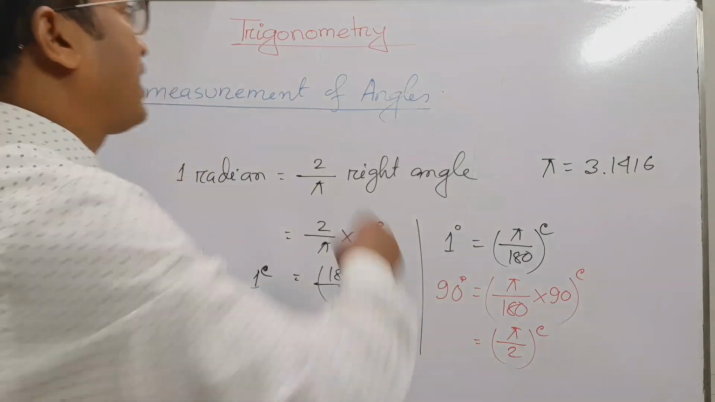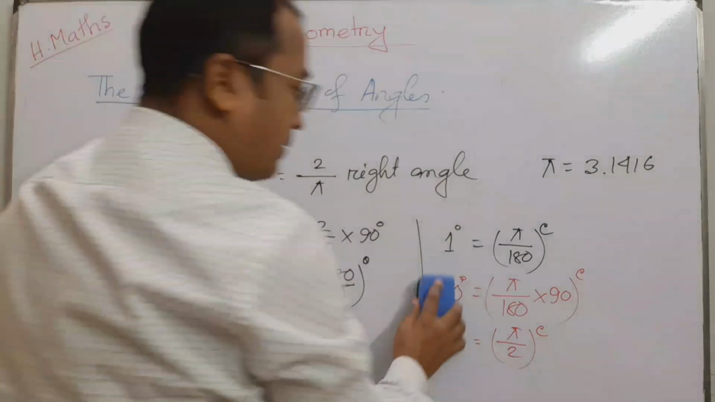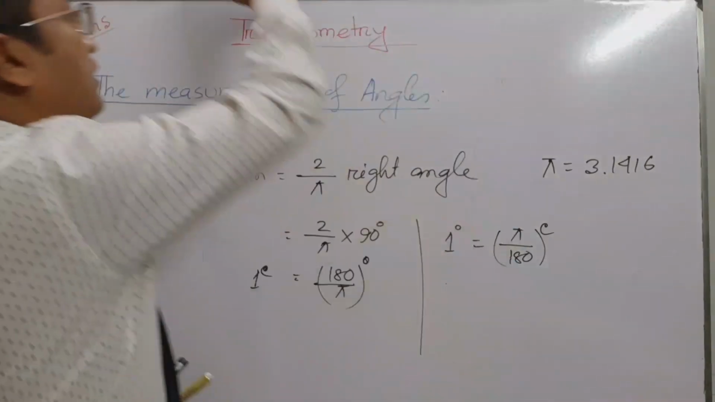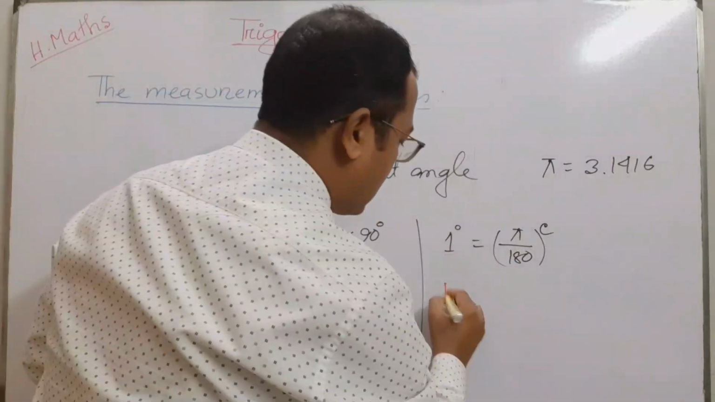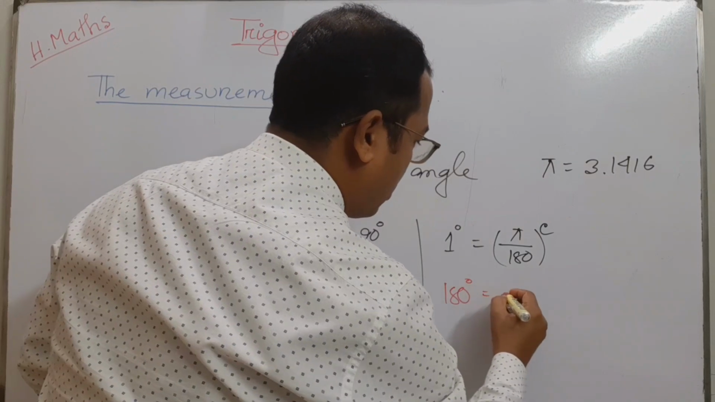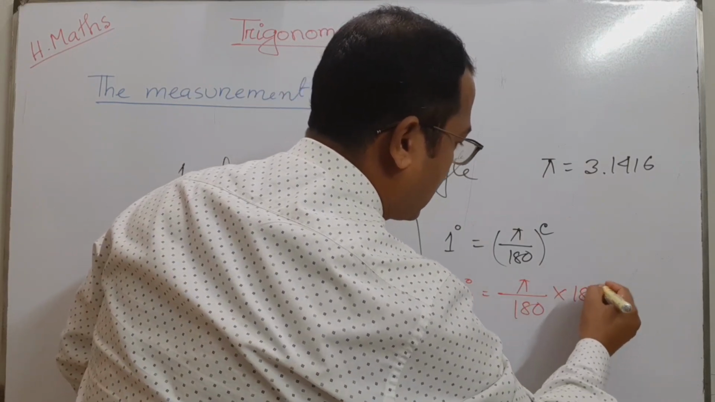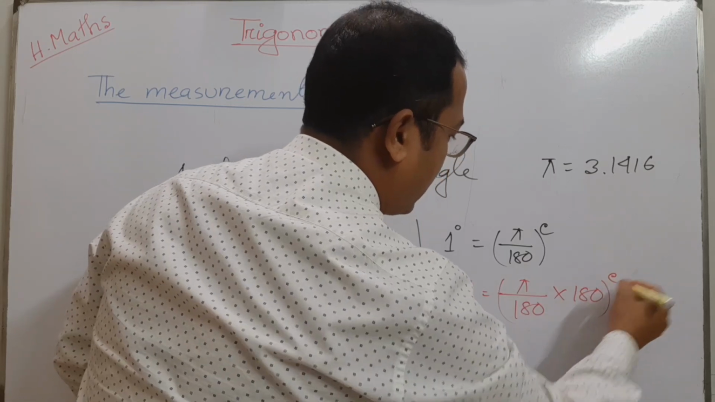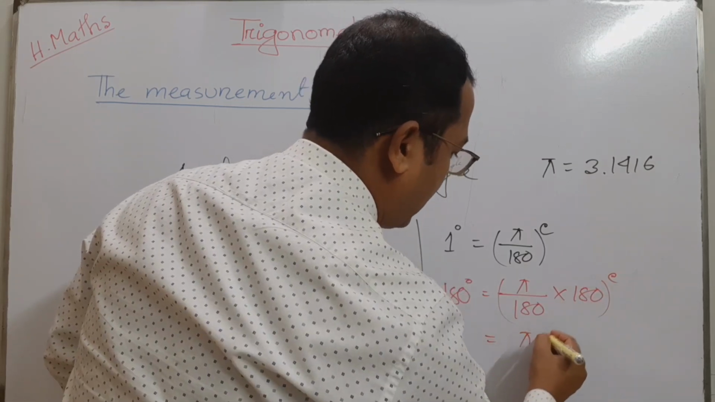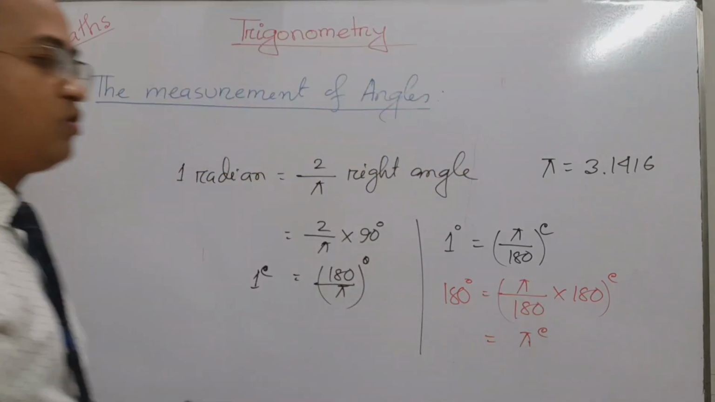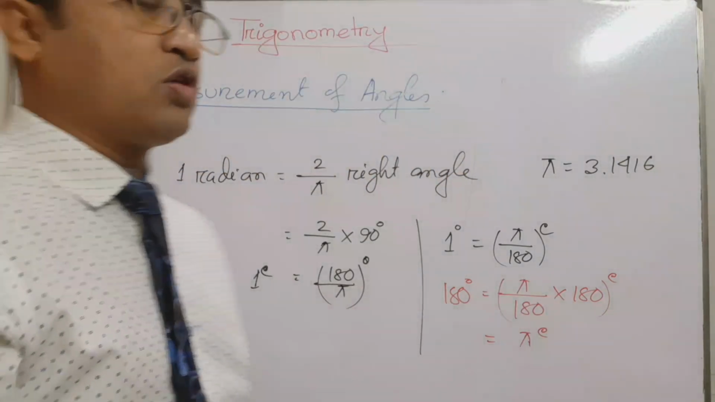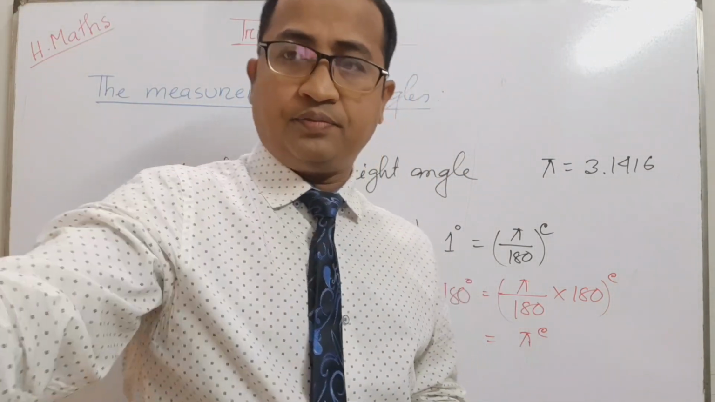Similarly, you can find out 180 degrees. So what is 180 degrees? 180 degrees is equal to pi by 180 into 180 radian. So that is pi radian. So 180 degrees is equal to pi radian.